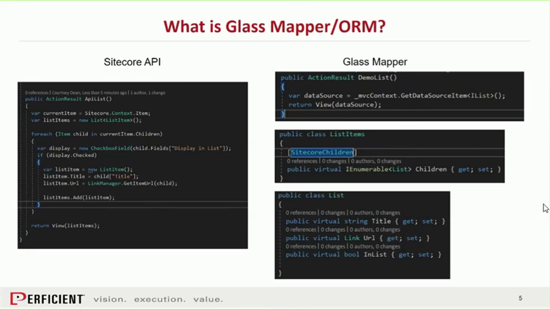Versus with Glassmapper, if you want to get your children's fields too, you would just include this attribute of Sitecore children, and all of that getting items from your children is taken care of for you. So again, you're going from this for each to one attribute, and you've got the same effect. So again, less code is better.